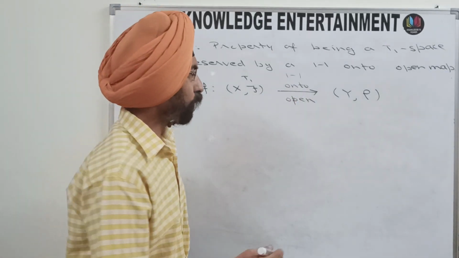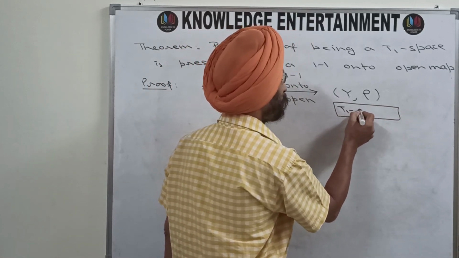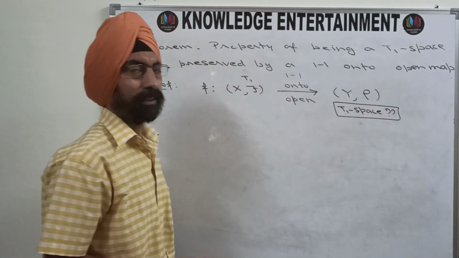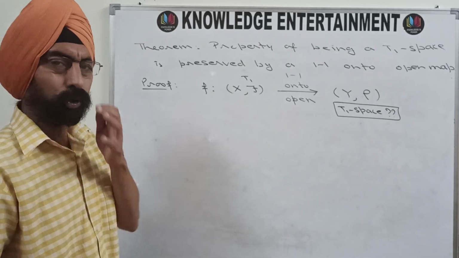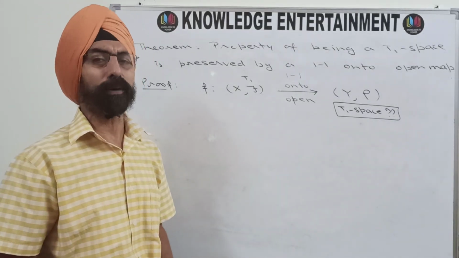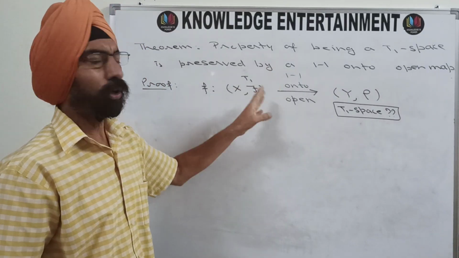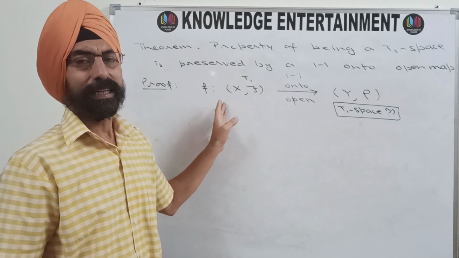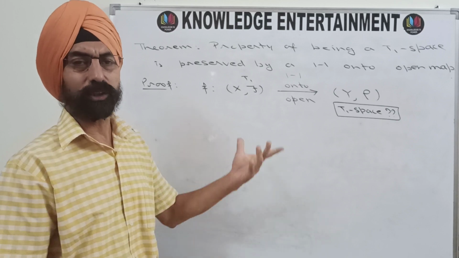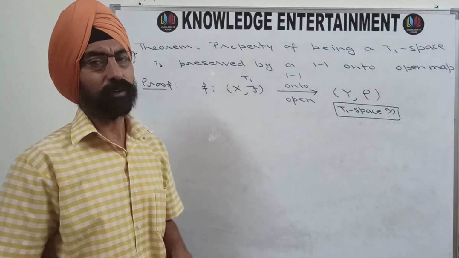And what we want to prove? We want to prove that Y rho is also a T1 space. This property you know very well is called a topological property. If the 1-1 onto, or you can say homeomorphic, image of a T1 space is T1, then the property of being a T1 space will be known as a topological property. So this is what we want to prove.